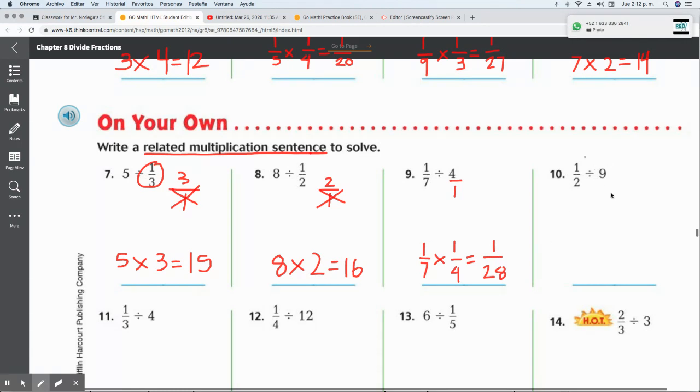Okay, last one, and then I'll let you work on yours by yourself. 1/2. So again, the dividend stays the same. Then we change the division symbol to times, and then we flip this fraction to use its reciprocal. So the 1 will end up on the top and the 9 will end up on the bottom. Multiply across. 1 times 1 is 1, and 2 times 9 equals 18. So this same process is the process that you are going to use on your homework.